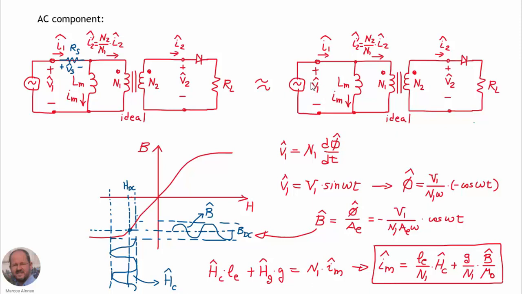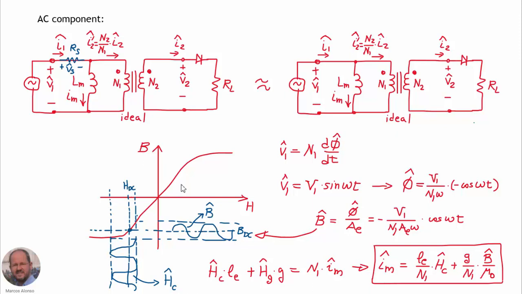In this circuit we are applying the input voltage across the magnetizing inductance directly at the input of the transformer, so we can use Faraday's law to calculate the AC component of the flux in the transformer. If this is the input voltage, a sinusoidal waveform, we know that the AC component of the flux is going to be like this, a cosinusoidal waveform with a minus sign, and therefore we can also obtain the AC component of the magnetic flux density by dividing by the cross-sectional area. So we have this expression here. At the end we have something like this: a cosinusoidal waveform for the magnetic flux density.